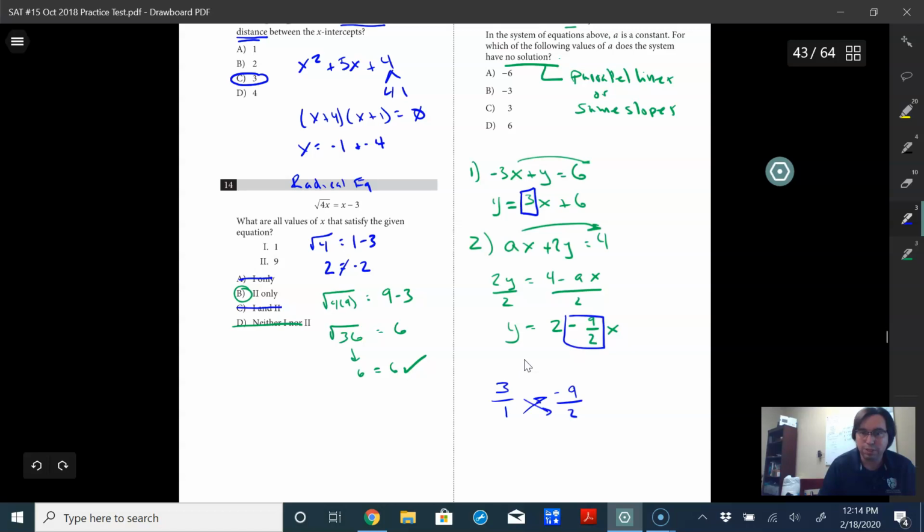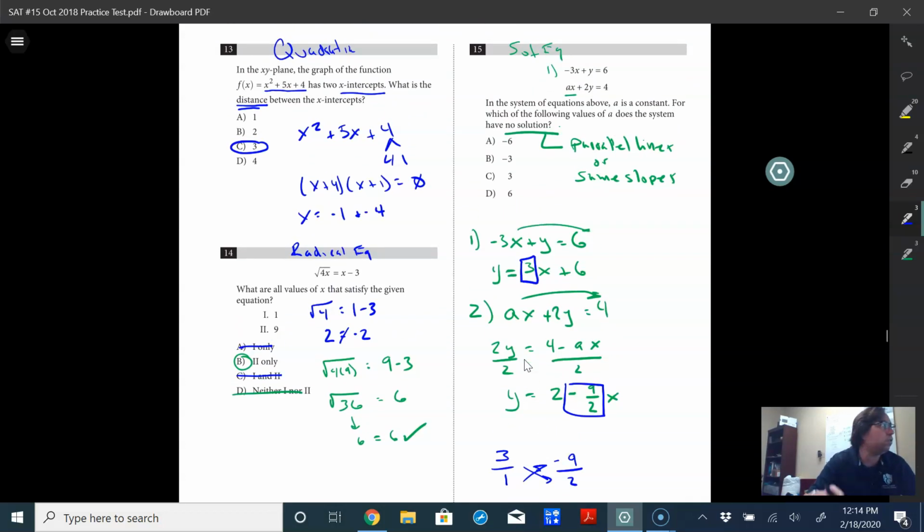So now we get 1 times negative a is going to give me negative a. It's not a very good a. Let's try that again. It's more like a 9. So it's going to be negative a. 3 times 2 is going to give me 6. So therefore a equals negative 6 as we move that over. So the answer choice on number 15 is going to be A.